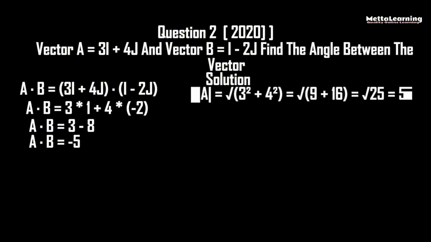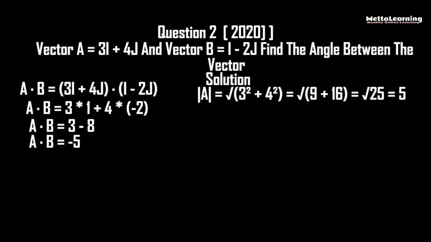What is the i and j of the magnitude of A? It will be 3 squared plus 4 squared. So we'll be having the square root of 9 plus 16. 3 squared is equal to 9 and 4 squared is equal to 16. So 9 plus 16 will give us the square root of 25. So what is the square root of 25? Yes, 5.